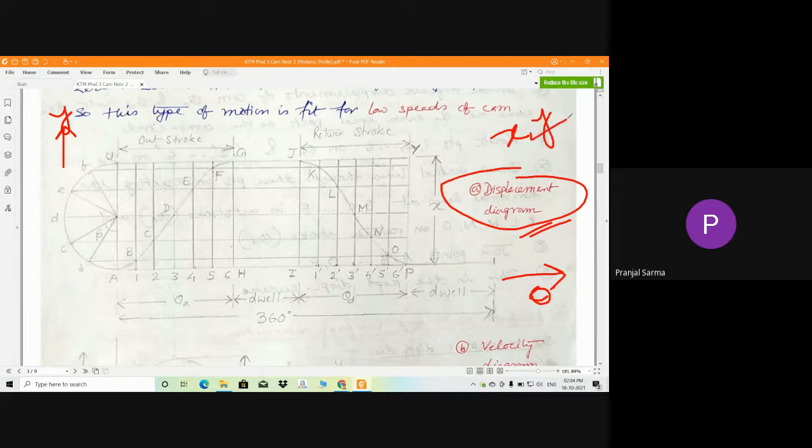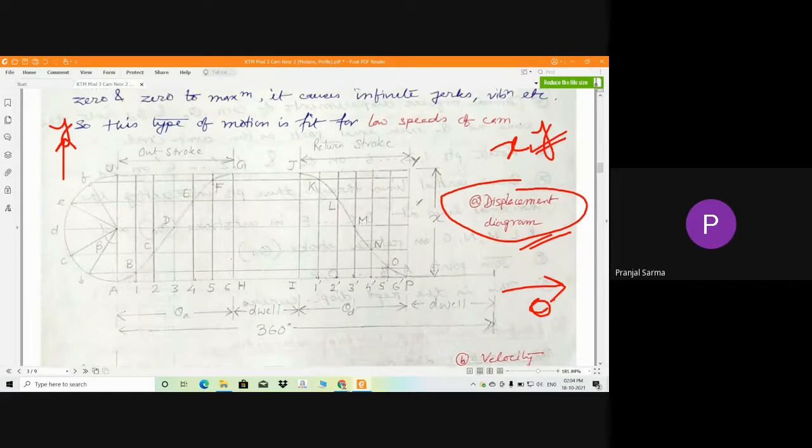So now in that case, what happens here? How to draw the displacement? Up to this much, all of you are with me.